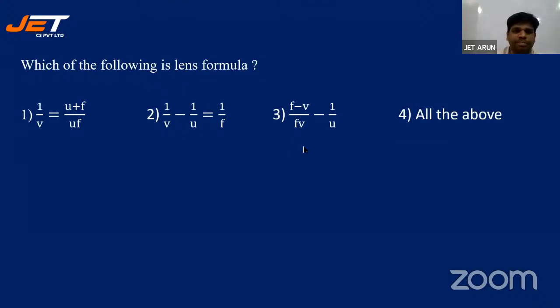Which of the following is a lens formula? Be careful, students. Do algebraic manipulation on all the formulas once, then you will get the answer. Gayatri, you are right. Rajeshwari is right. Bhavna is right. 2 is definitely right, students. And that's supposed to be an equal to sign here in 3.